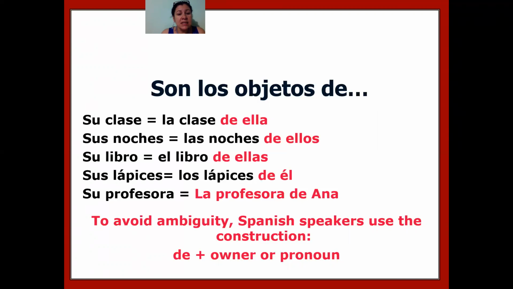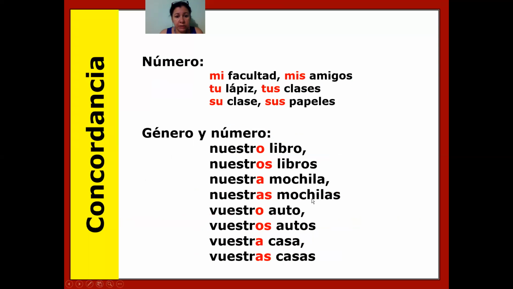So we say su clase, la clase de ella, and then we know now that it's only one and it's a woman. You could say la clase de Patricia, or la clase del doctor, o la clase de él, ¿sí? De él, de ellas, de su profesora, la profesora de Ana, ¿sí? To avoid ambiguity, we use this construction, de plus the owner or the pronoun. So yes, you obviously can use the name as in the last sentence, de Ana. And that's how we solve the ambiguity.